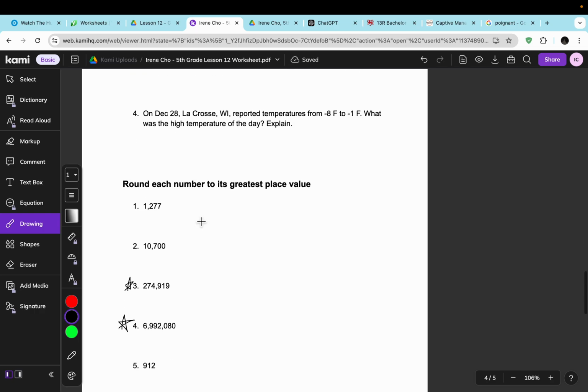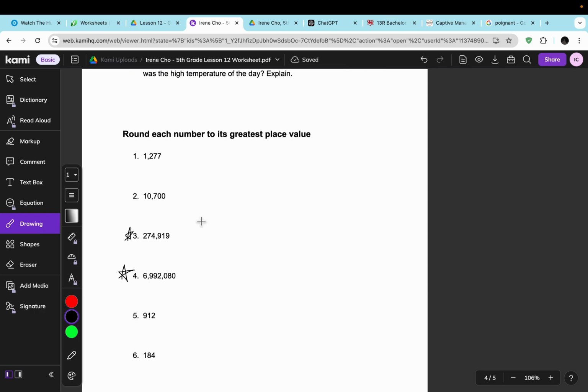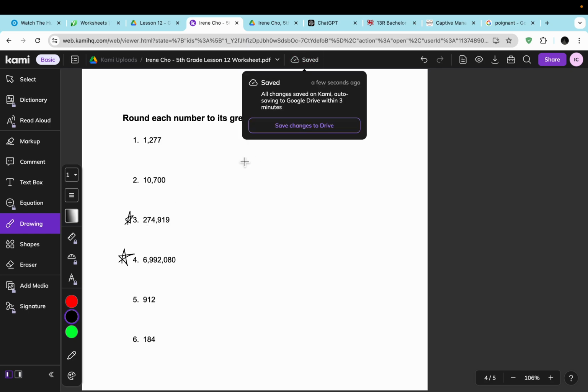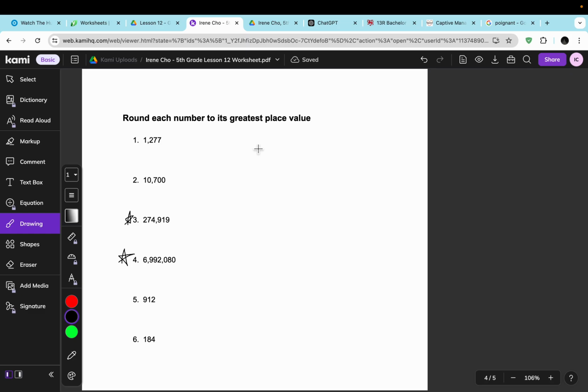So moving on, it says round each number to its greatest place value. I think this was on the previous lessons a lot, so this should be pretty easy, but I'll still go over it. The greatest place value is the place value that's the greatest, which means the one that's all the way to the left.